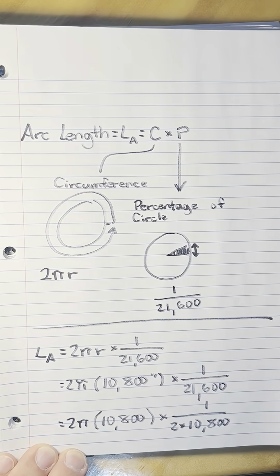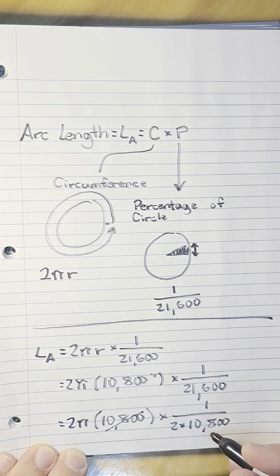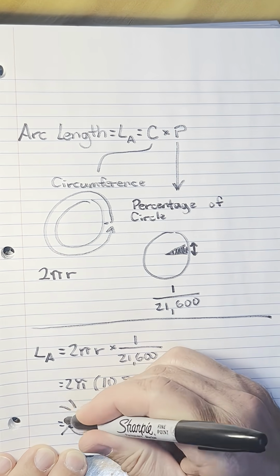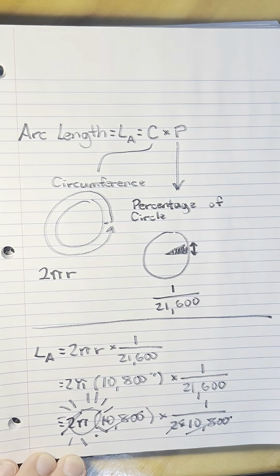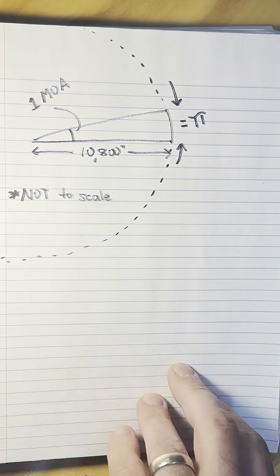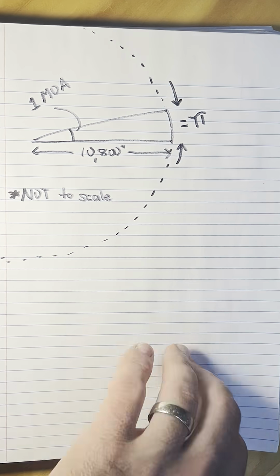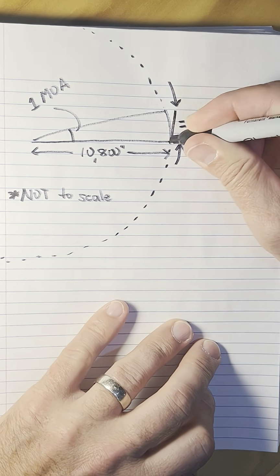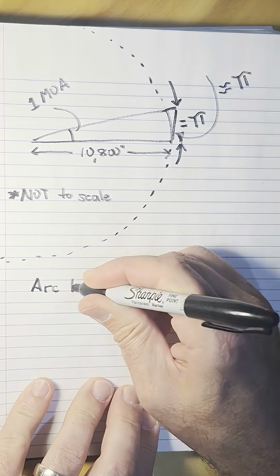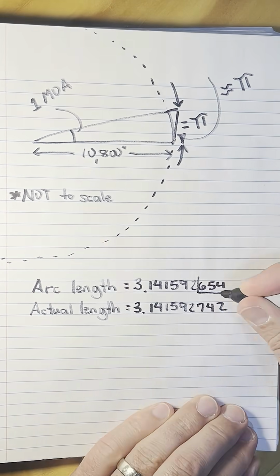Simplifying, 10,800 divided by 10,800 is just 1, and 2 divided by 2 is also just 1, so the only thing left over is pi. Crazy, right? So the arc length is exactly pi, but remember that the length that we want isn't exactly the arc length. We want the length of this side of this triangle. That value is pretty much pi, but not quite.